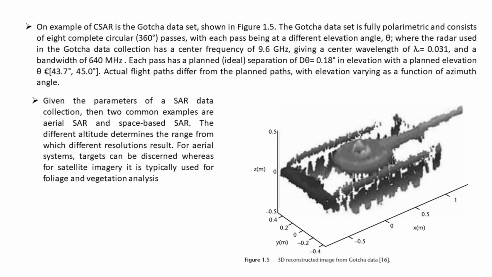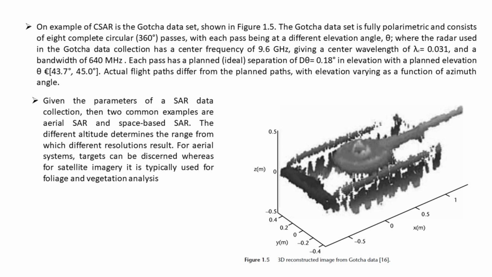An example of CSAR is the Gotcha data set, shown in figure 1.5. The Gotcha data set is fully polarimetric and consists of 8 complete circular, 360 degree, passes, with each pass being at a different elevation angle, theta, where the radar used in the Gotcha data collection has a center frequency of 9.6 GHz, giving a center wavelength of lambda c = 0.031 and a bandwidth of 640 MHz.